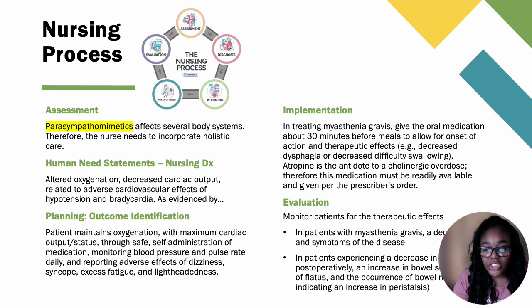As far as your evaluation piece, you want to ensure that you monitor patients for therapeutic effects. So in myasthenia gravis, you want to ensure that there's a decrease in skeletal muscle weakness and tiredness and the uncontrollability of their extremities. If you're using bethanechol, for example, postoperatively for urinary retention, you want to ensure that the patient does urinate, or you hear an increase in bowel sounds or flatulence. In other words, make sure that there's peristalsis happening in the clinical environment.